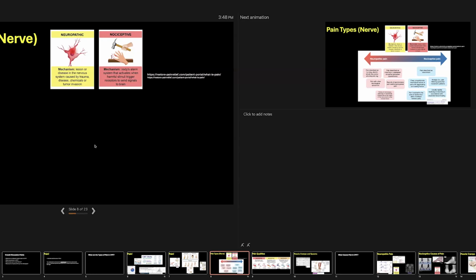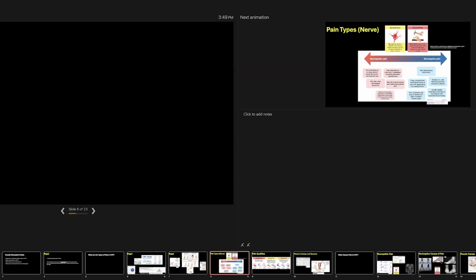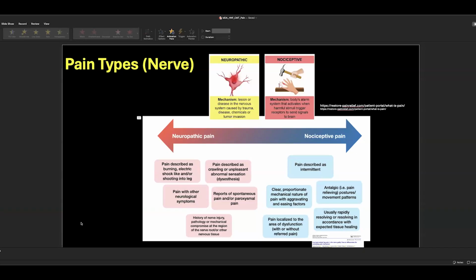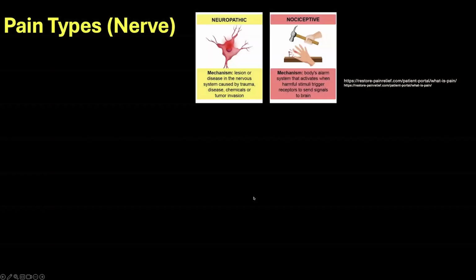Nociceptive pain is that pain that we were talking about before, pain that needs, sorry, looks like it says sharing and presenter view again. There we go. Hopefully that view is better.